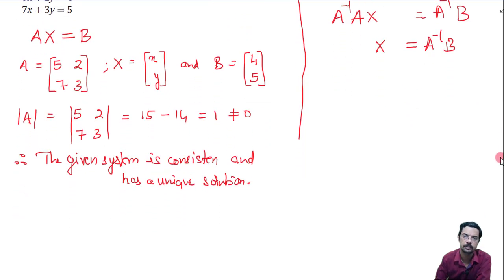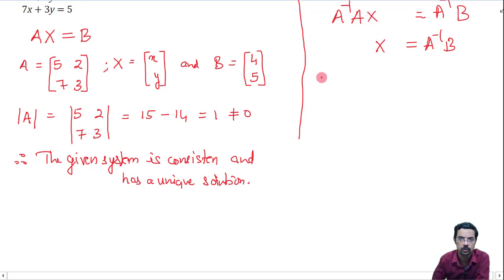For that purpose we need to find A inverse. To find A inverse, we need to find the adjoint first of all. Determinant is already found to be 1. Now, adjoint of A. What is the adjoint of A?